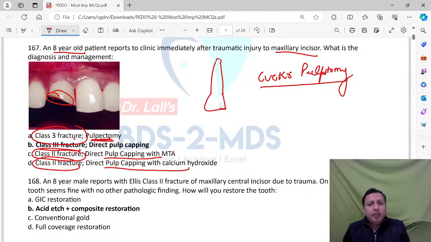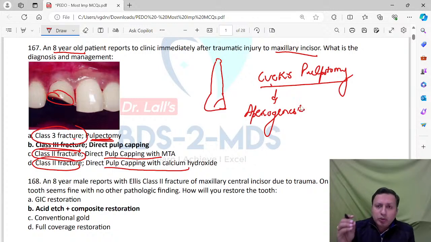Okay, now here why we are doing the direct pulp capping or Cvek's pulpotomy is that we are doing a partial removal of the coronal pulp so that we are not disturbing the Hertwig's epithelial root sheath cells and the root formation takes place on its own, and that leads to apexogenesis.